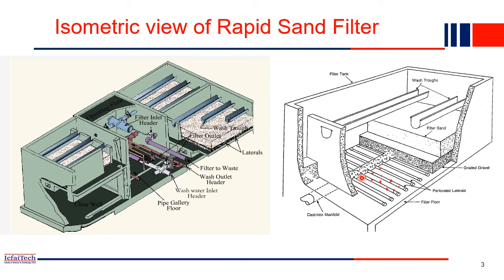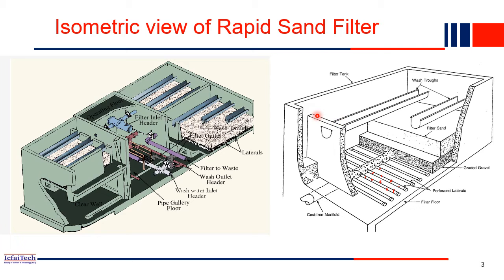At this bottom you have these lateral pipes. In these lateral pipes you have these holes. Through these holes clean water will be coming into each lateral, and each lateral will again be connected into this main pipe. All the laterals, if you see, are connected into this main pipe, and through this main pipe clean water will be collected in this step. So this is the actual cross-sectional view of the rapid sand filter.